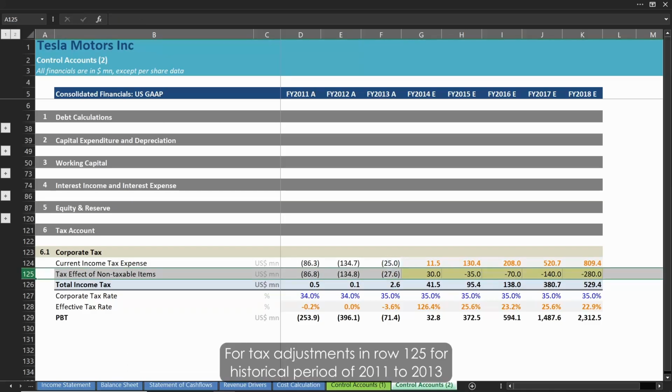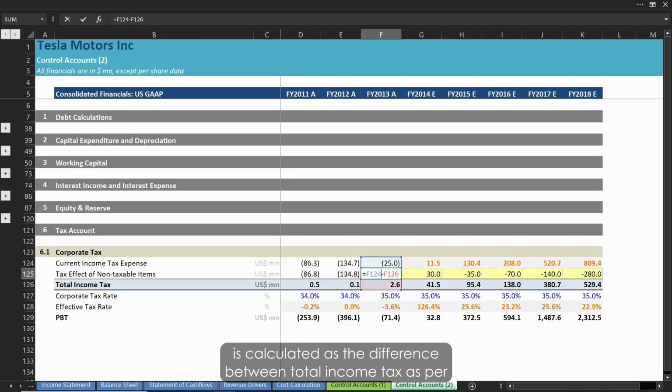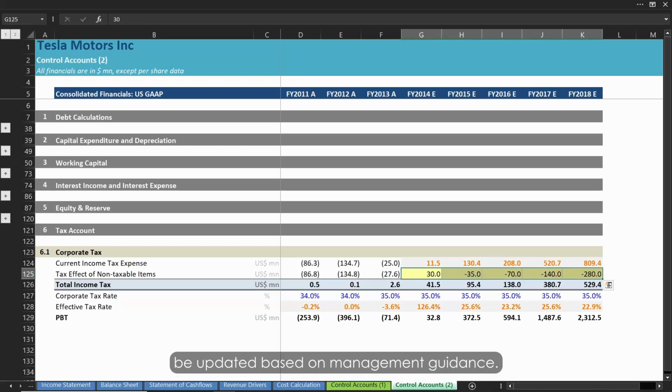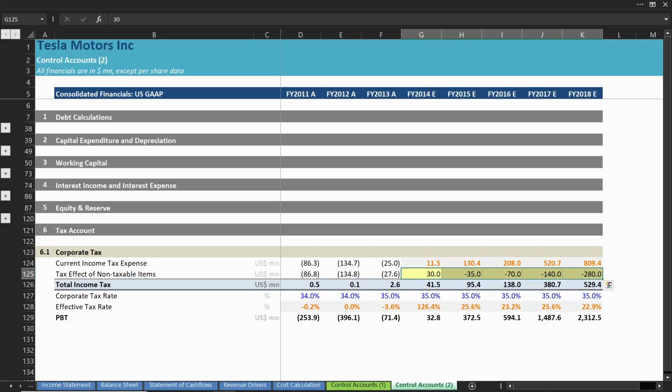4. Tax adjustments in row 125 for historical period of 2011 to 2013 is calculated as the difference between total income tax as per corporate tax rate in cell F124 and the actual tax paid in cell F126. For forecast period in cell range G125 to K125, this is an input cell to be updated based on management guidance.